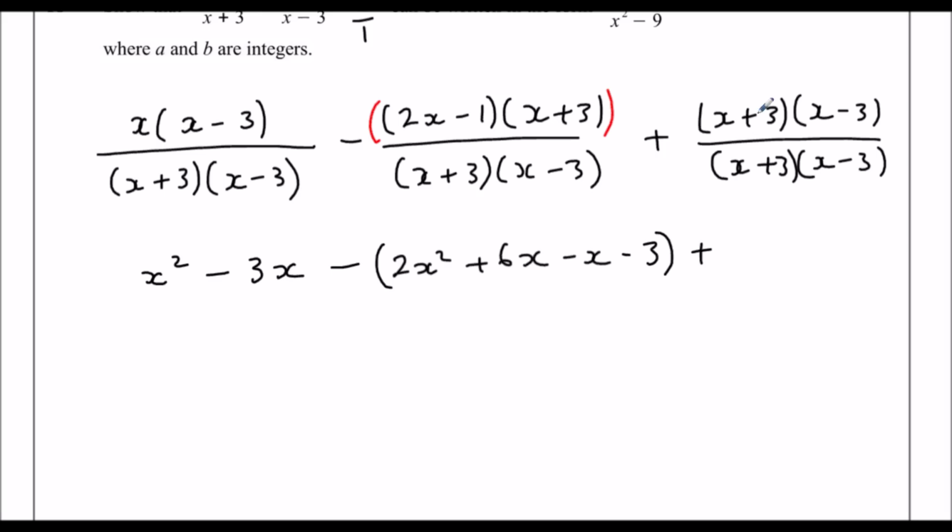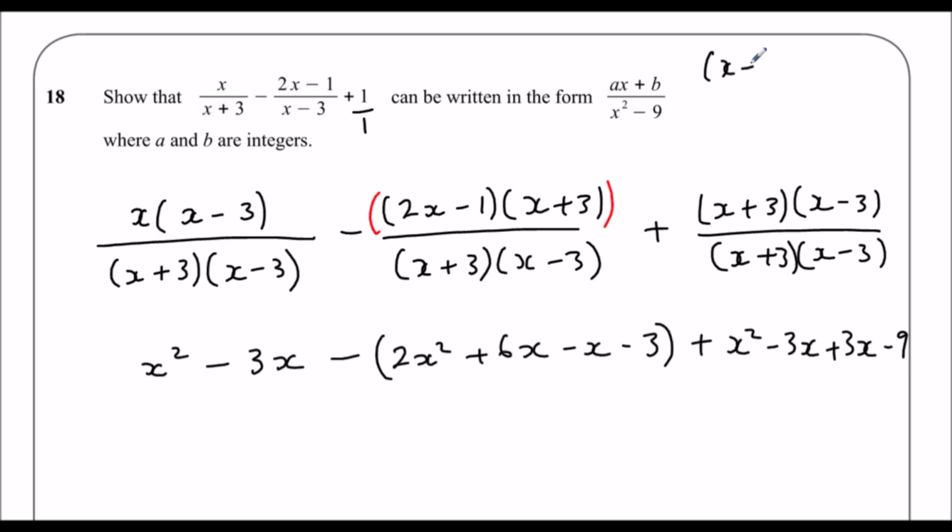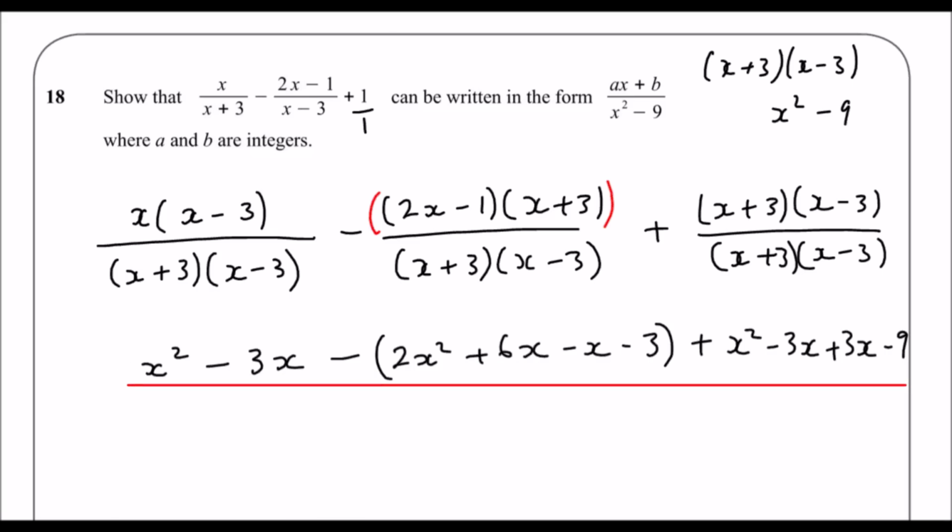Plus x times x is x squared. x times negative 3 is minus 3x. 3 times x is 3x. And 3 times negative 3 is negative 9. This one here is the difference of two squares. x plus 3 times x minus 3 expands to give x squared minus 9. It's the difference of two squares. And that's where this x squared minus 9 comes from in our denominator. So it's all over x squared minus 9.